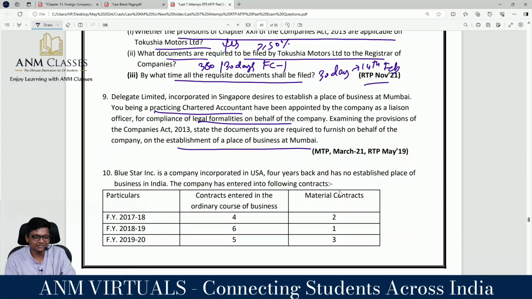Which section, guys? 380. File within 30 days. Inform FC1, MOA, AOA, passport, director address, KYC, all of that. It's there in 380. Have a read. Are you following, guys? Clear? That's it.